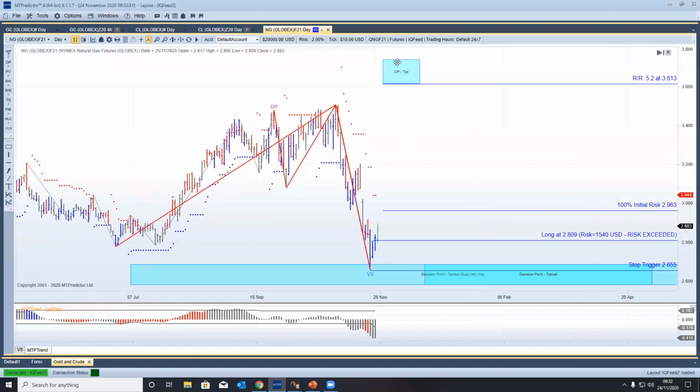Now, whether natural gas is going to rally up to here, I have no idea at all. All I know is that at this particular point in time, that looked like a potential valid buy setup on the daily with weekly support.